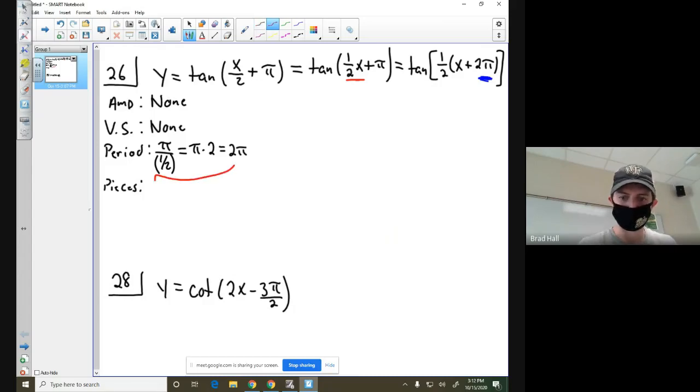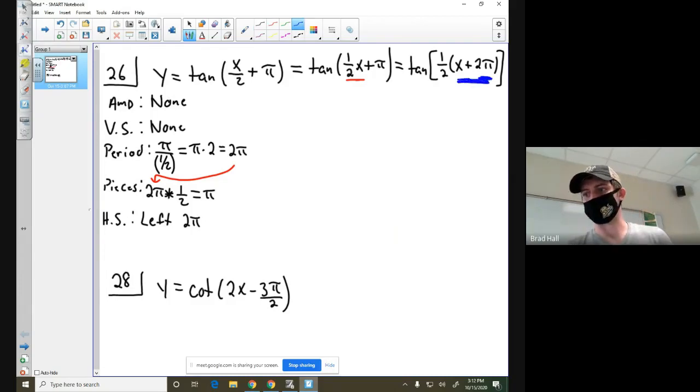Bring down whatever the period is, and you multiply that by, we're doing 1/2 now, not 1/4 anymore. So that's pretty nice, it's just pi. But what about the horizontal shift? Definitely going to the left. Yeah, 2 pi. Because the reason why we rewrote it here on the far right was to figure out the true horizontal translation.